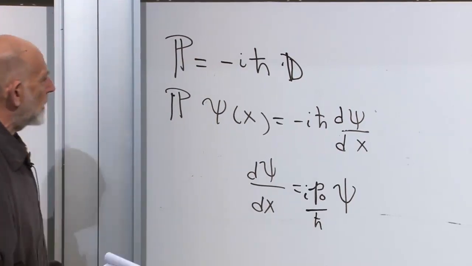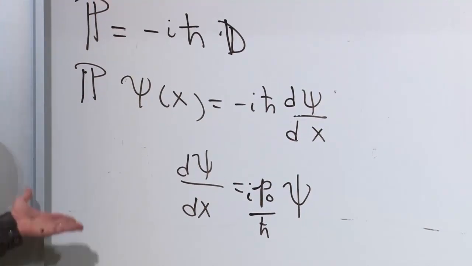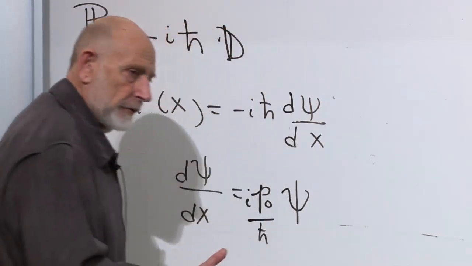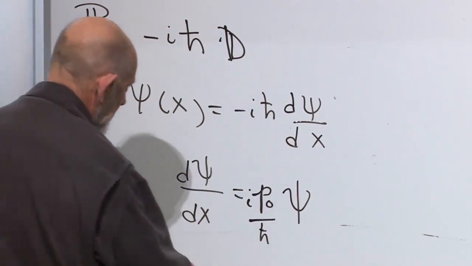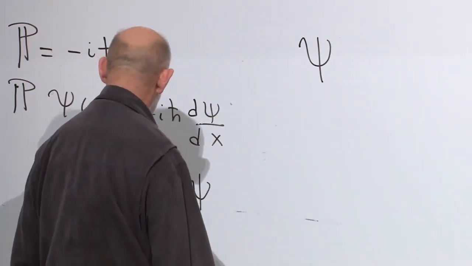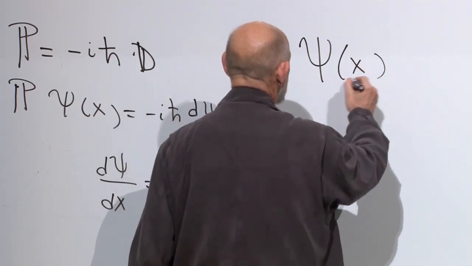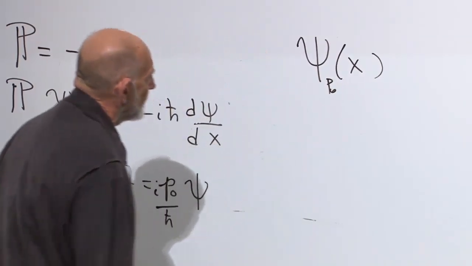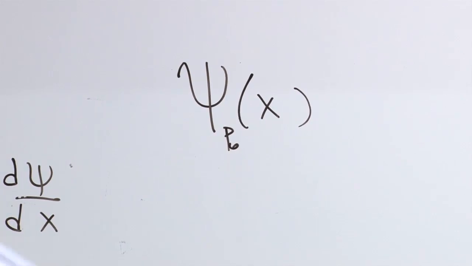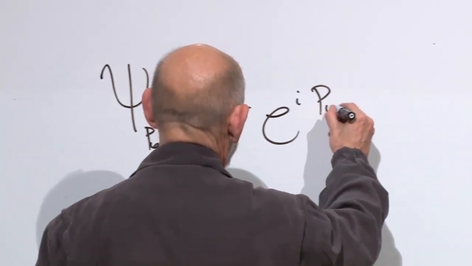All right, so this is just the equation for an exponential: the derivative being proportional to the same function. The solution for psi is unique apart from a multiplicative constant. This is the eigenvector as a function of x. And let's label it by P naught, just to label the fact that it's the eigenvector for momentum P naught. It's a function of x, and what is it? It's e to the i P naught x.